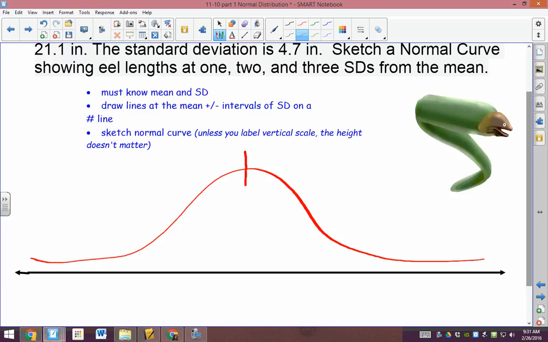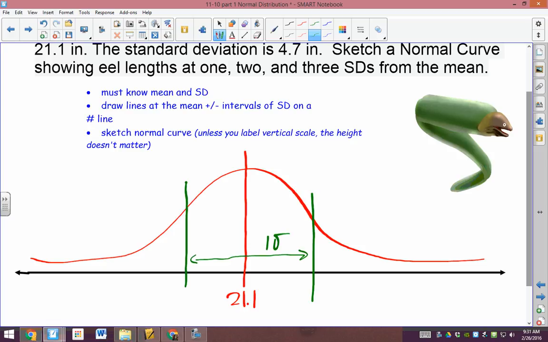All right, so what was the mean for these eels? 21.1. And then if we go one standard deviation in each direction, remember that interval is always going to stay the same. So this is one standard deviation away. What was it again? 4.7. Okay, so we need to add 4.7 and subtract 4.7. Subtract first, we'll get 16.3. Add, we get 25.8. So that is going to stay the same throughout the entire thing, the 4.7.